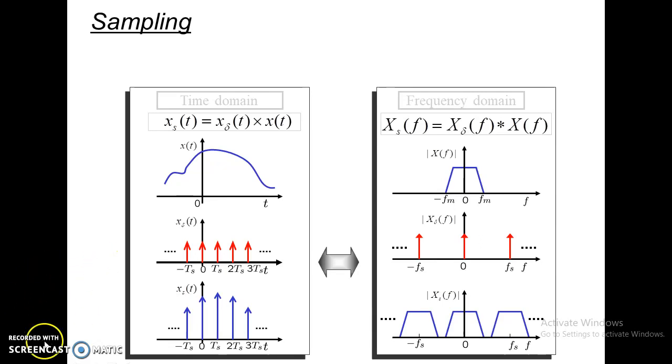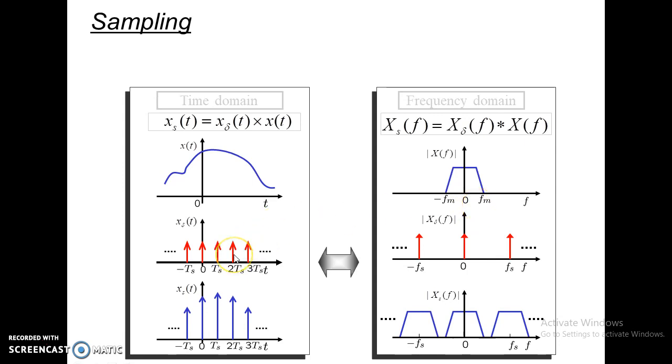Let us take a snapshot of the signal x of t. To sample it, we multiply it with a train of delta functions. These delta functions are shown in red, and they are spaced Ts seconds apart. Now for the sake of argument, let us assume that this particular snapshot x of t in frequency domain is represented by a trapezoid going from minus fm to fm.